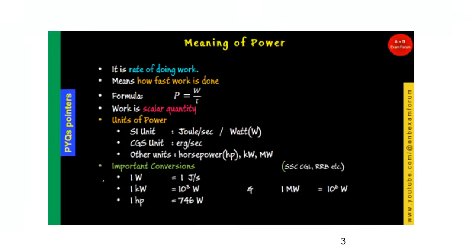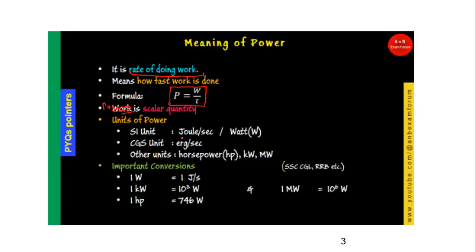We have seen in theory classes what exactly power is. Power is basically the rate of doing work, how fast you are doing the work. The formula you should remember: power is work done upon time taken. Since work is a scalar quantity, power will also be a scalar quantity. The unit of power is very important.